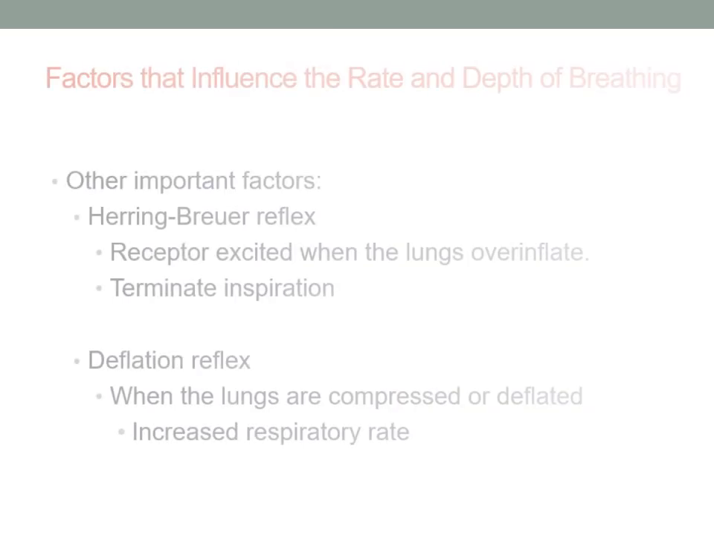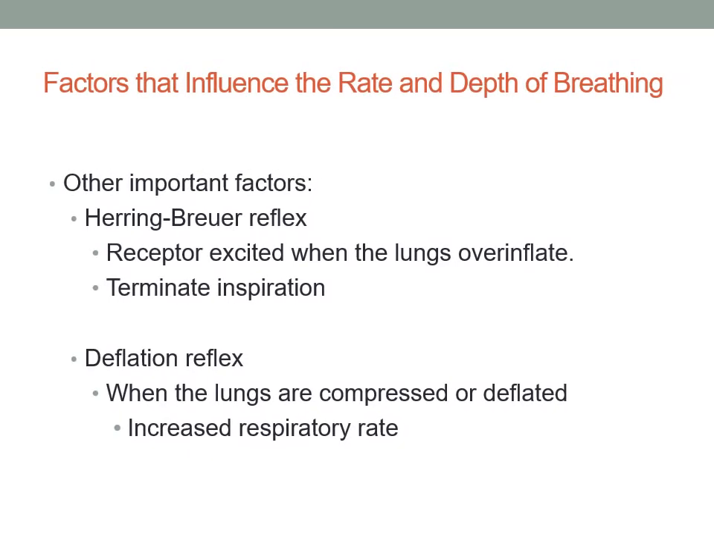Other important factors that influence rate and depth of breathing are the Hering-Breuer reflex, also called the inflation reflex. It's generated by stretch receptors located in the visceral pleura and in the walls of the bronchi and bronchioles. These become excited when the lung overinflates. Signals from these receptors travel through the afferent fibers of the vagus nerve to the respiratory components in the medulla, causing inspiration to stop. So the lungs themselves provide a feedback loop to terminate inspiration.